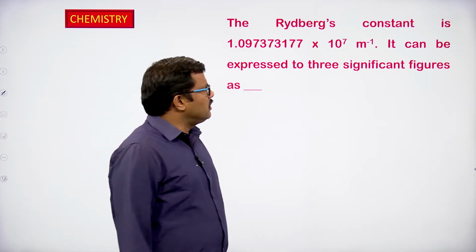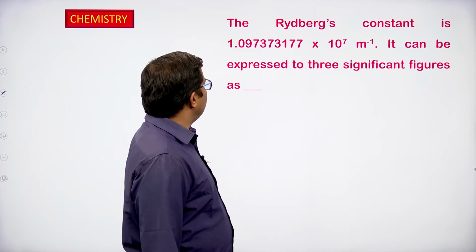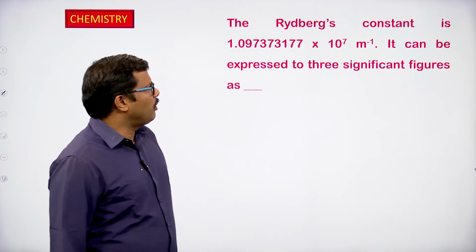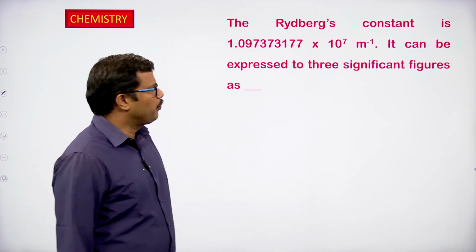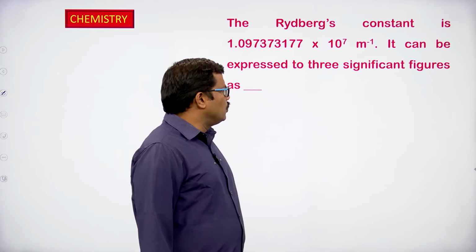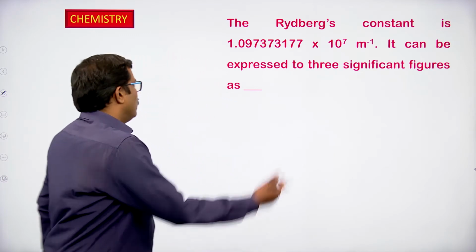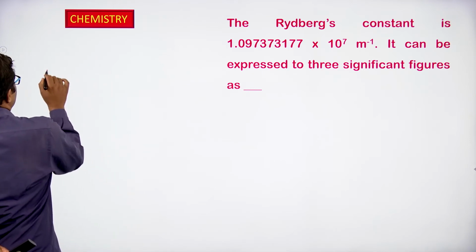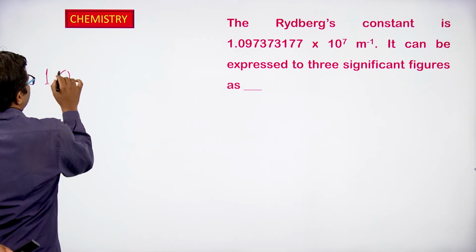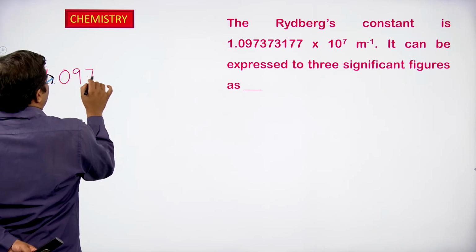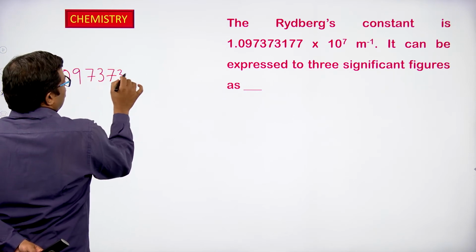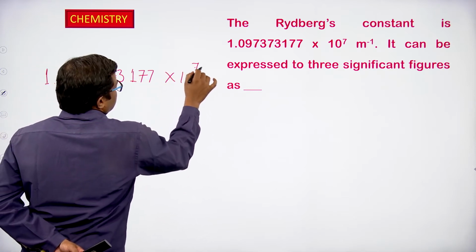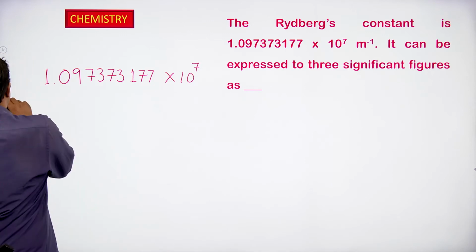The Rydberg constant is given as 1.097373177 into 10 to the power of 7 meter inverse. It can be expressed to 3 significant figures. So, what is the value given? According to the Rydberg constant, the value is 1.097373177 into 10 to the power of 7.